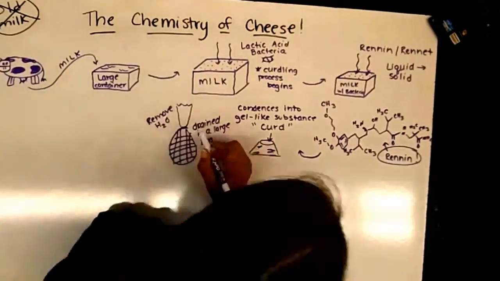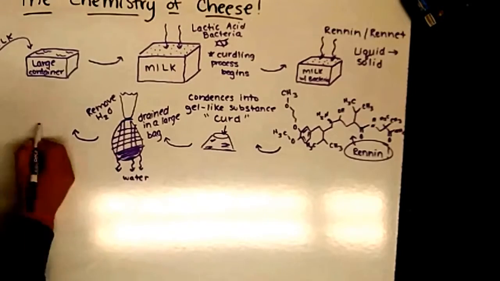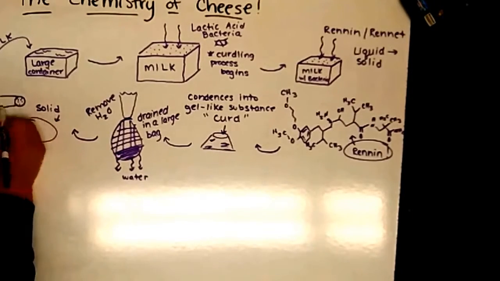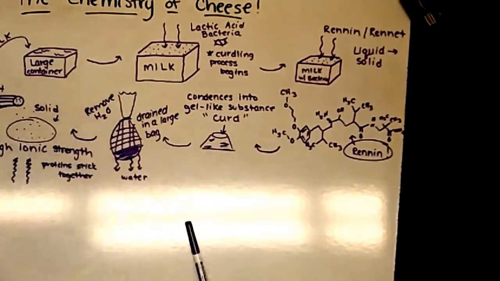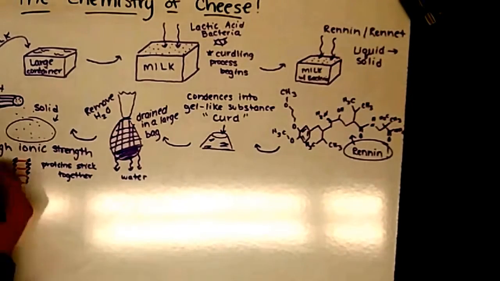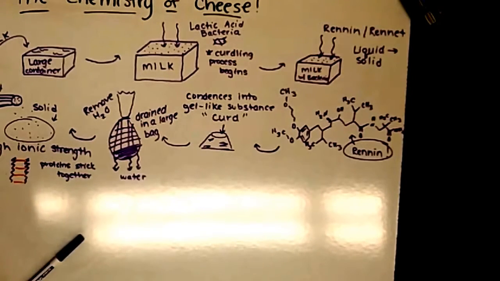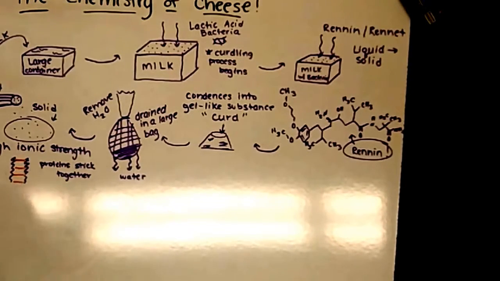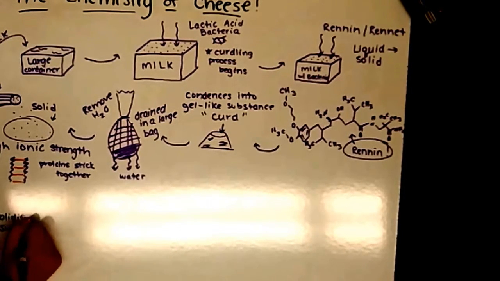Sodium chloride, also known as salt, is then added to create a high ionic strength that helps solidify the substance by allowing the protein strands to stick together. The salt also helps to ensure that the cheese does not spoil as it cures. Curds are then placed in a cheese press and large amounts of pressure are applied to the cheese to give it its shape and remove any water that has been left behind.